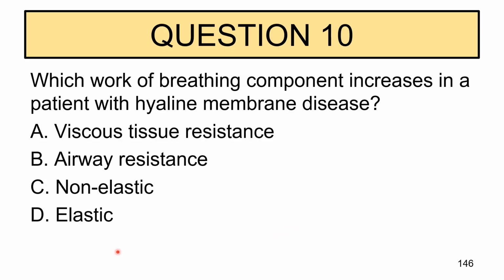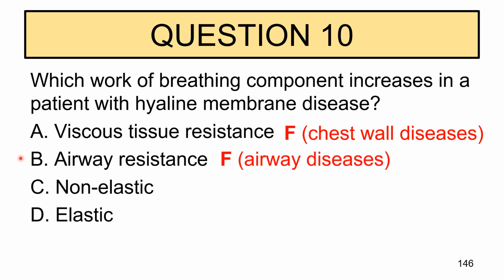So we go back to this question here. Which work of breathing component increases in a patient with hyaline membrane diseases? Okay, viscous tissue resistance, no? It increases during chest wall diseases. Airway resistance, we only see that in asthma, COPD, or airways diseases.